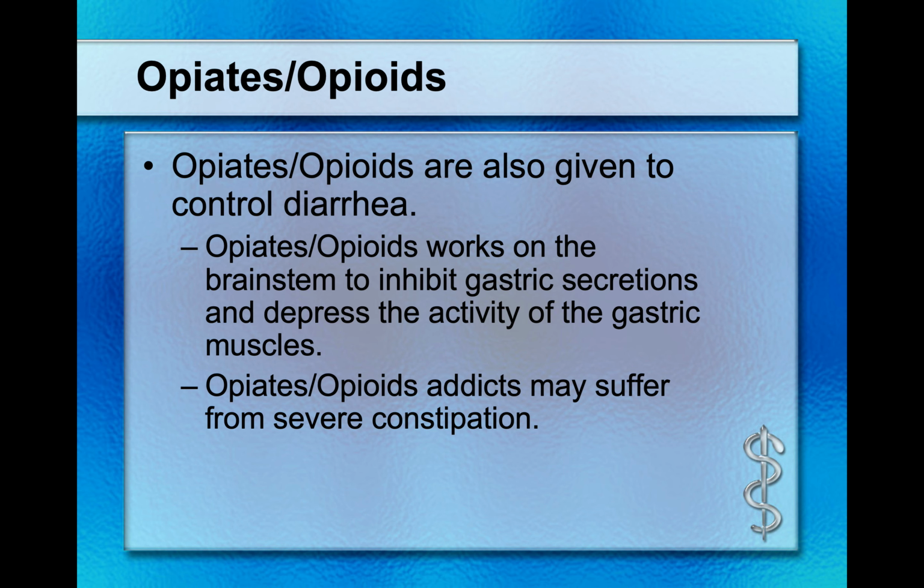Opiates, opioids are also given to control diarrhea. Opiates, opioids work on the brainstem to inhibit gastric secretions and depress the activity of the gastric muscles. Opiates, opioid addicts may suffer from severe constipation. You may have seen commercials on television talking about if you're on opioids, then you need to take this medication to loosen your stool so that you'll have a bowel movement, so you won't be constipated.